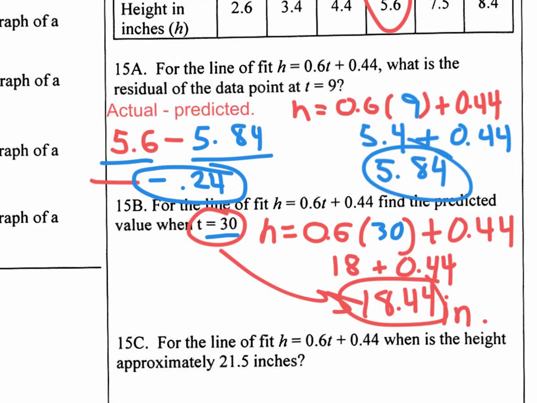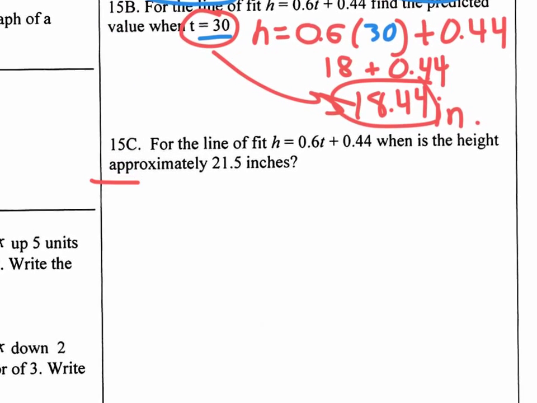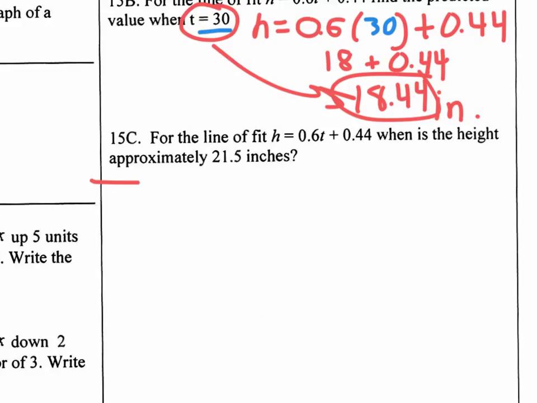On part C, it's a little different because it says for the line that best fits, when the height is 21.5 inches, or actually, let's read the question again. When is the height approximately 21.5 inches? So it doesn't say after 30 hours. It doesn't say after 50 hours. As a matter of fact, they don't even tell you the hours. What they're giving you is the 21.5 inches. That's the height. So where does the height belong? It belongs right here where h is at.